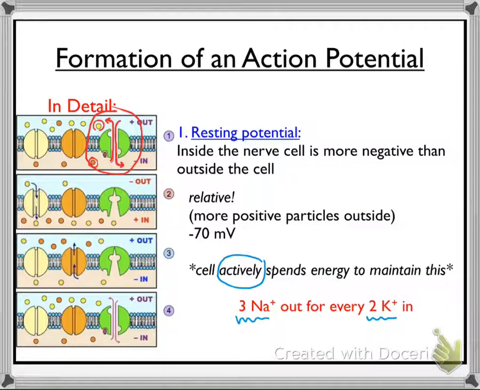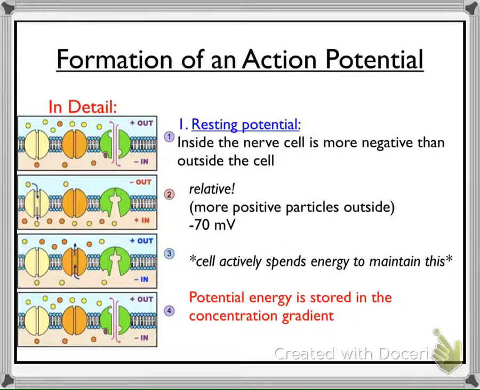And the reason that this process requires energy is that sodium and potassium are both being moved against their concentration gradient. That means they're being moved from an area of low concentration to an area of high concentration. And if this idea of concentration gradient is not familiar to you, I recommend that you pause this video right now and look it up either on Wikipedia or on another video on YouTube.